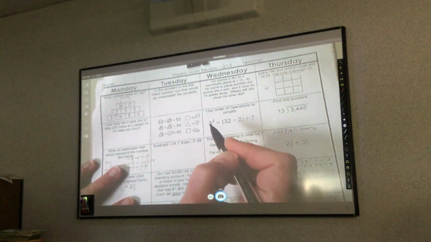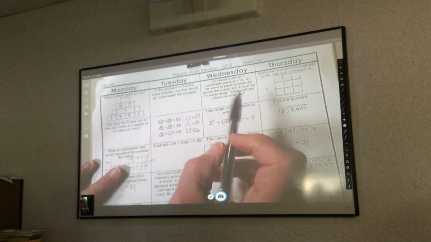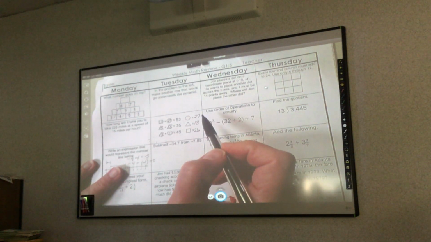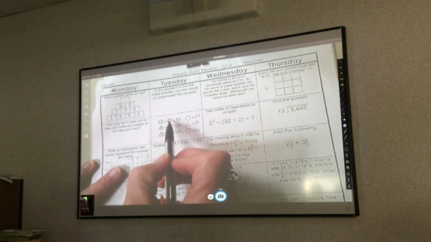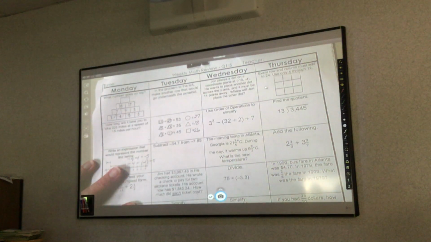I got everything right except I accidentally put for the circle 26 and the square 27. I flip-flopped them. I got it correct, I just put them in the wrong spot. That's okay.